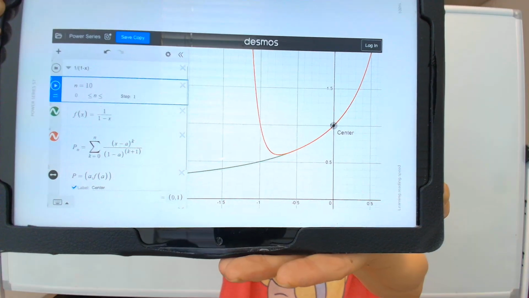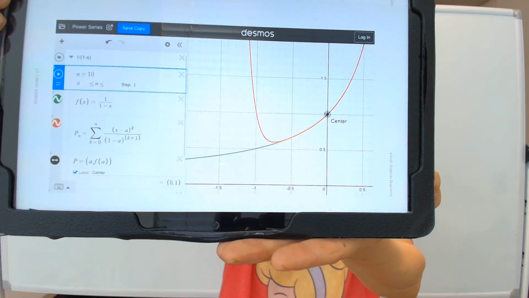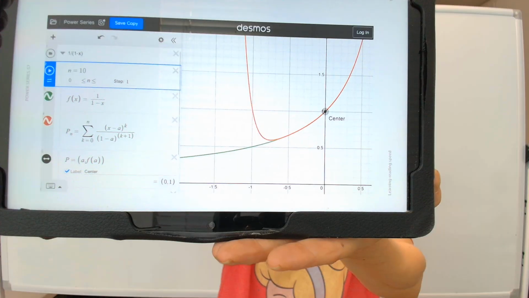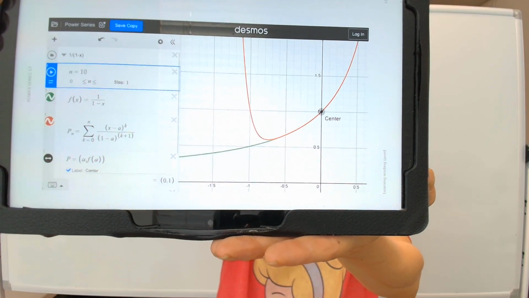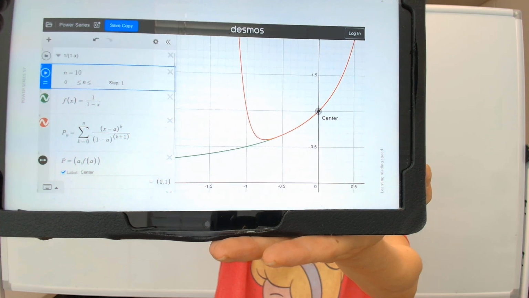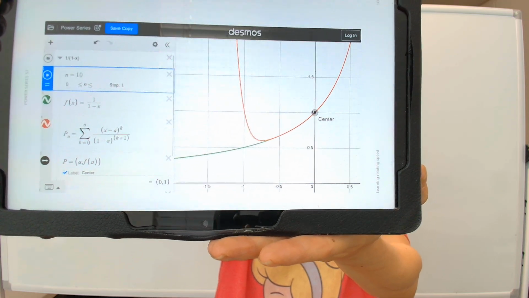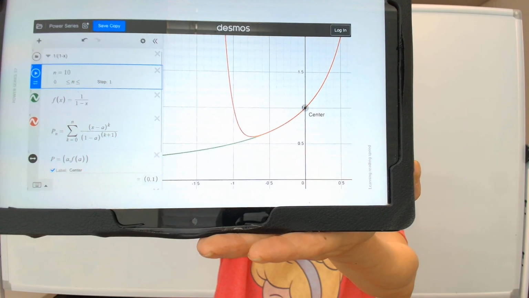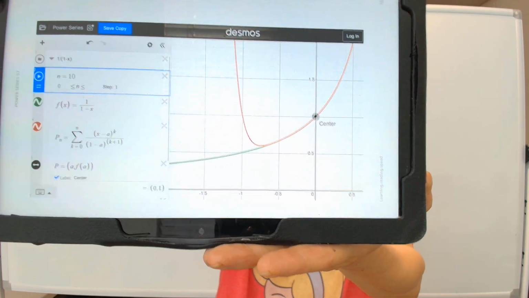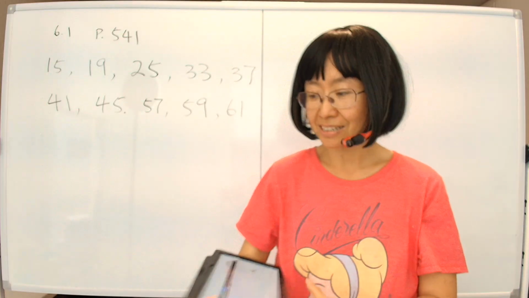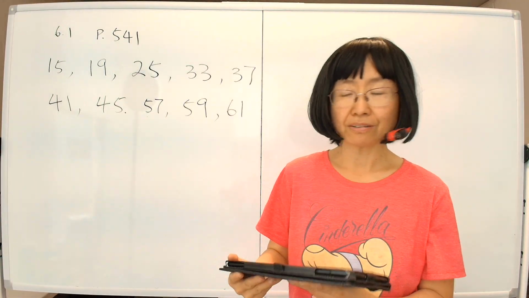And the reason you know the simulation is very good is that the green line is the original function, 1 over 1 minus x. The red line is the power series simulation. And look at how close they are when it's, say, between negative 0.5 and positive 0.5. You can't even see the difference, and n only went up to 10. So you notice that it's an excellent simulation of the function.